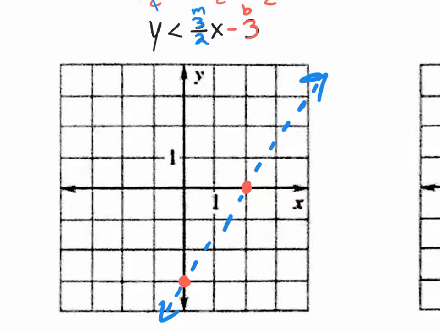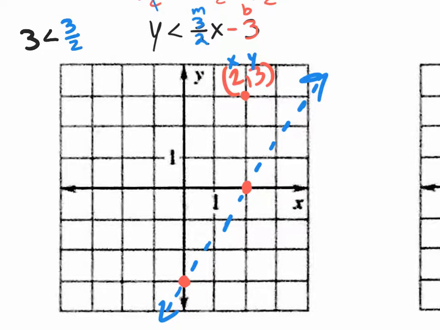Yeah. So if I test the point 2, 3, how do I test points? I plug them in, right? So my x is 2, my y is 3. Now if I plug in a 2 right here and a 3 over here, it's going to say, instead of y, 3 is less than, and then we have that slope, 3 over 2.